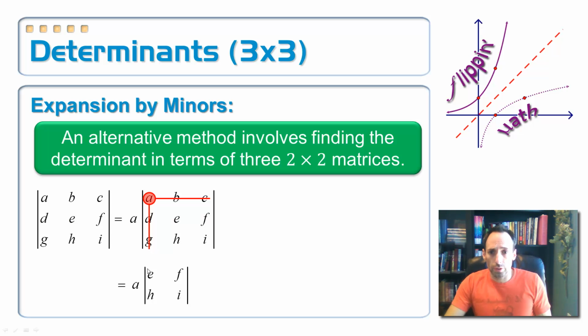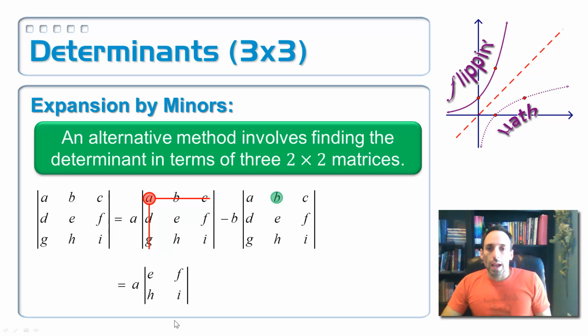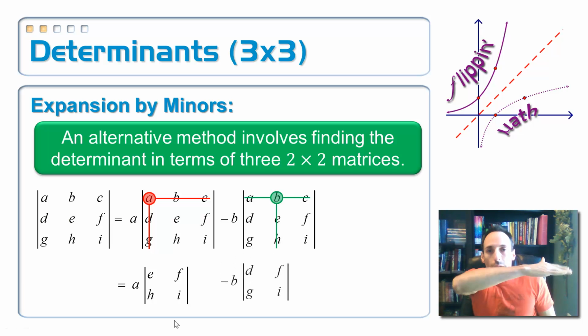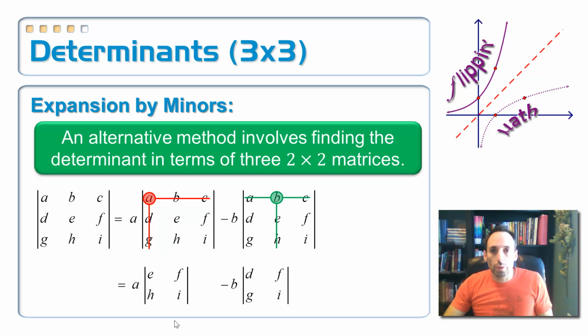Remember, how you do that is you just take the major product minus the minor product. The first one was plus, the next one's going to be minus, and I'm going to pull out the b. Now I'm going to cross out the row and the column that b is in, and I'm left with a 2 by 2. The 2 by 2 that I would find the determinant of is going down d, g, f, i, as you can see right down there.